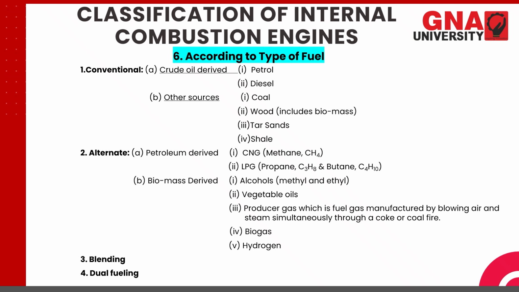Then biogas is a gas generated from the byproduct of animals or human beings. Then we have hydrogen, which is an inflammable gas. So these are all the gases which can be used as alternate fuel. Then we also go in for blending of these alternate fuels with the conventional fuels.